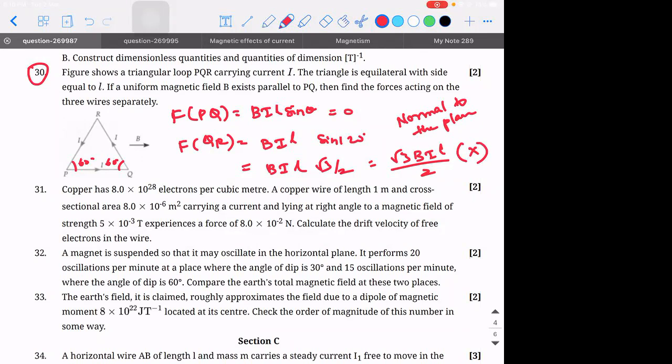It is into the plane. Why? It is I into L vector plus B vector. No? I'll tell you a technique to find the answer.